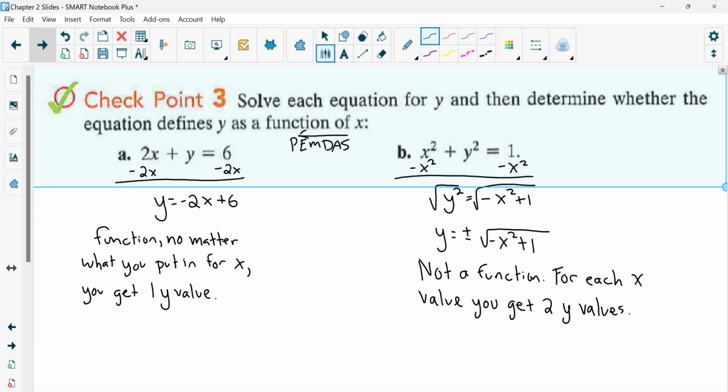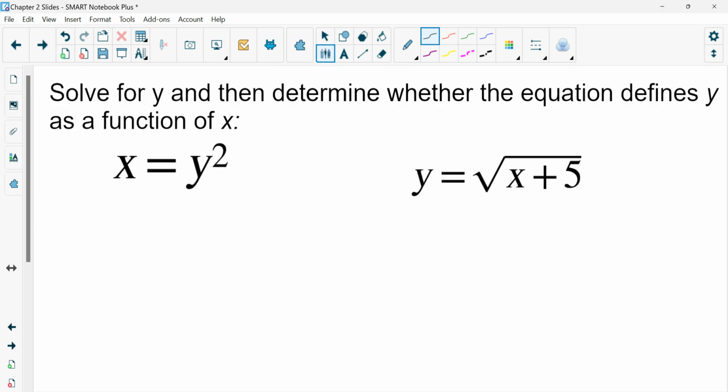All right, and then you can try this one on your own here. All right, so the first one we'd have to take the square root to get the y by itself. Remember, when we take the square root, we get how many answers then? We get 2 answers. So we get plus or minus the square root of x here. Because of that plus or minus, we'd have not a function.